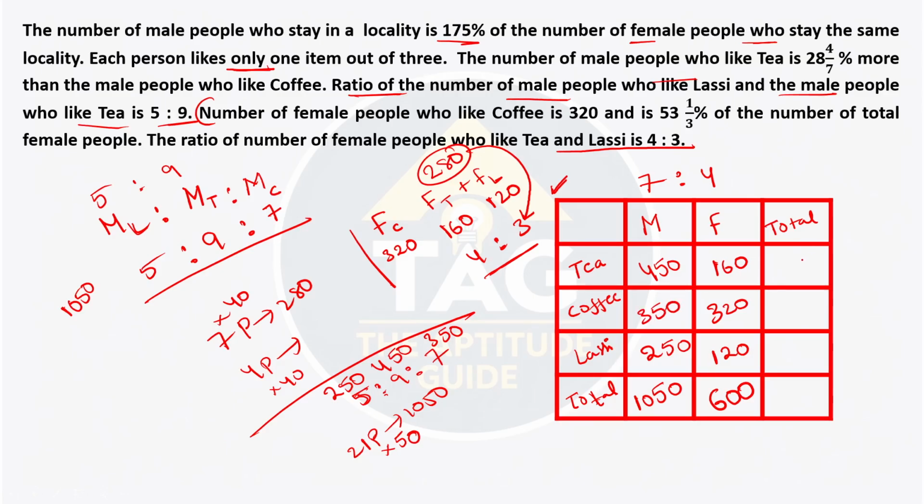Let us try finding the total now. Total number of people who like tea. So male tea plus female tea, 450 plus 160. Sum of these two, that's 610. 350 plus 320, that's 670. 250 plus 120, it's 370. Sum of these gives you 1650. So finally, we got all the values individually. So with this information, we can solve all the questions now.